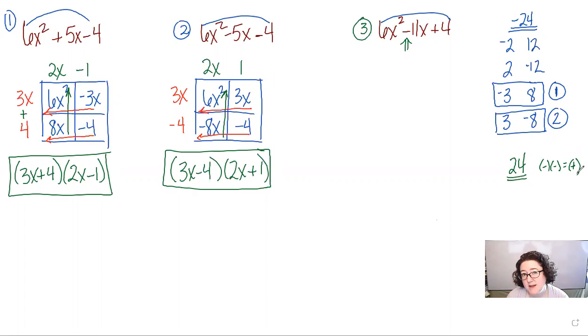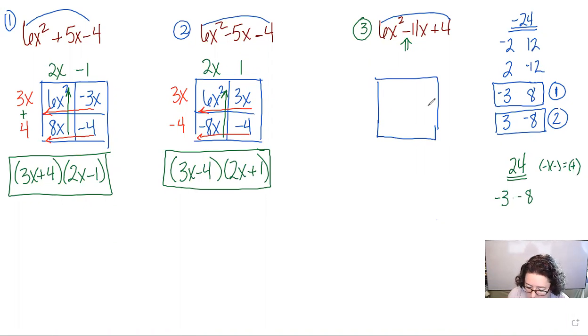So I need to make a negative 11. Thinking about what we factored out before for our 24, what do you think is going to work? If I use a negative 3 times a negative 8, well, negative 3 plus negative 8 is going to get me to that negative 11 in the middle. Again, all I'm doing is changing up the signs that I have to use. So let's draw our box and see where we're at.